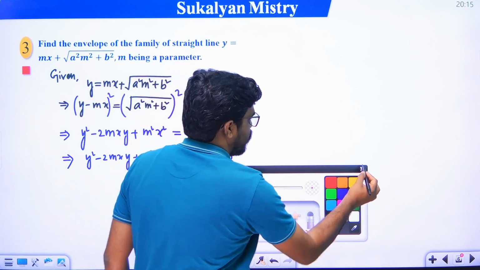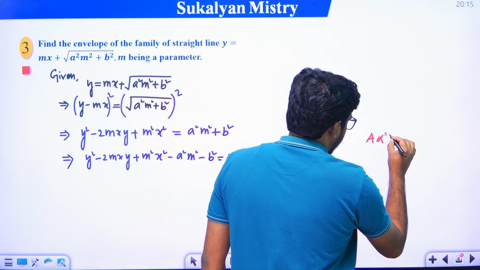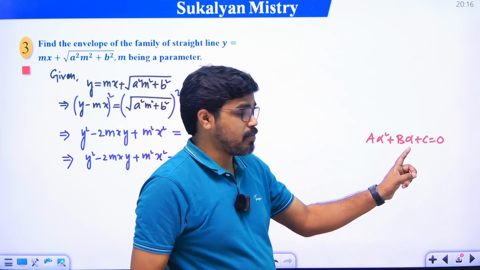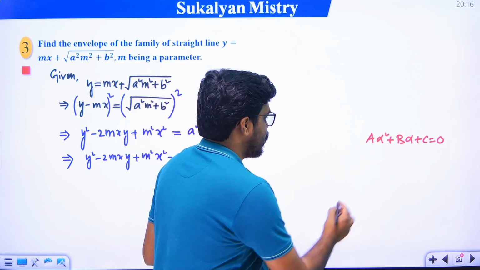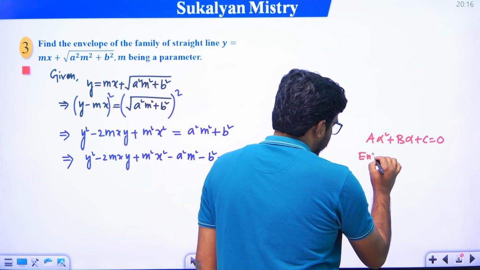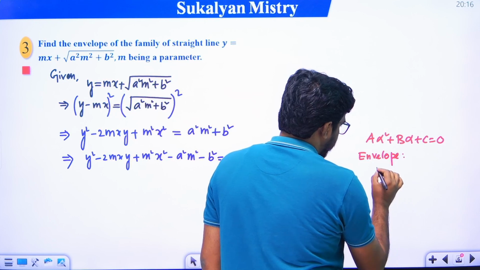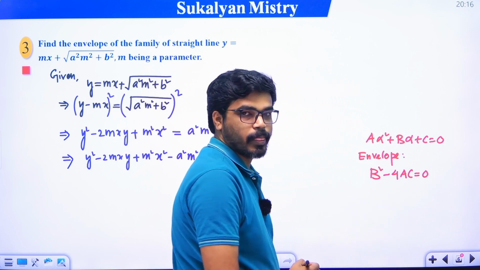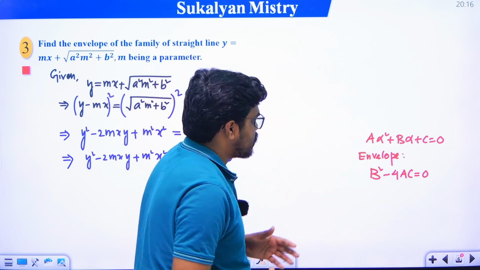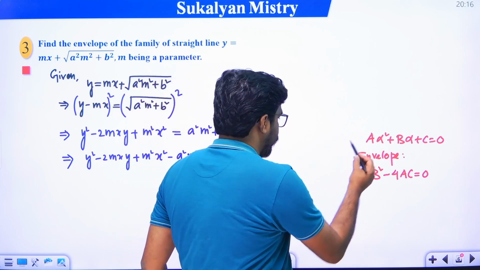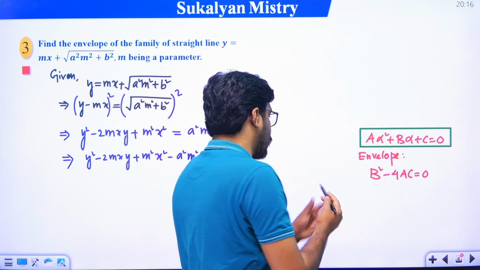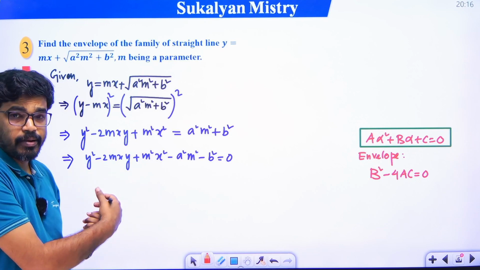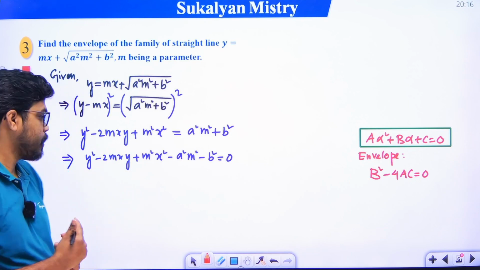Method 2. What is method 2? That is, if the given family of curves is of the form a alpha square plus b alpha plus c is equal to 0, where alpha is a parameter, then the envelope is given by b square minus 4ac is equal to 0, right? So আমার টার্গেটটা কি হবে দেখো, this is a quadratic equation in alpha. Alpha is a parameter. Here m is a parameter. So আমি কি করব, m এর রেসপেক্টে quadratic equation ফর্ম করব, ঠিক আছে?